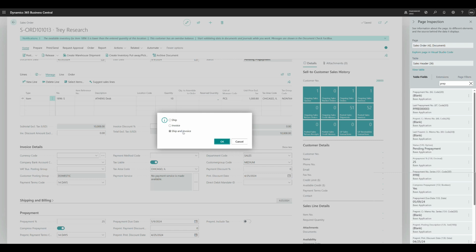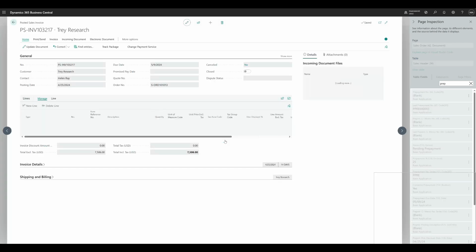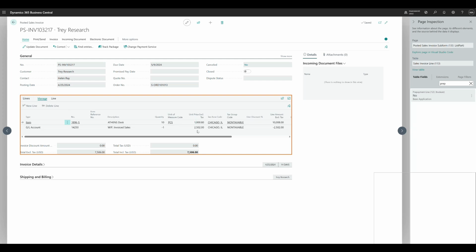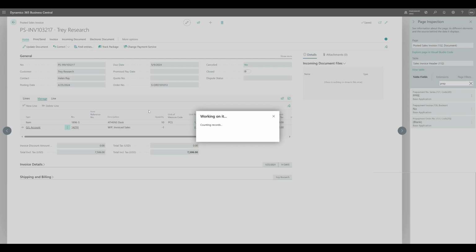We're shipping at the same time and we're posting the invoice. Let's just do that, and let's go to the invoice for the 7,500. We can see we charged 10,000. We have now a GL account for the discount for 2,500, which we already did. We already processed.